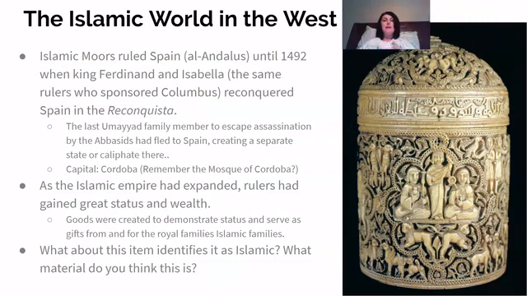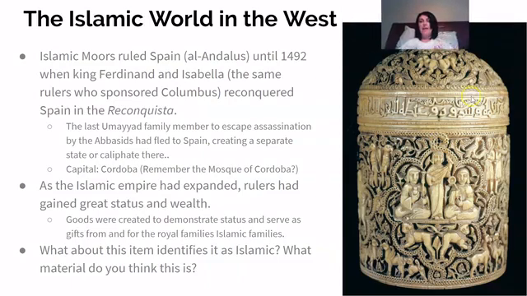This is actually called the Pyxis of Al-Mughira, and a pyxis is kind of like a perfume container, and it was actually a gift to a royal family member of the Islamic Moors. So this is the family that was ruling Spain, basically until the Muslims got kicked out of Spain. When Ferdinand and Isabella, the same ones who will sponsor Columbus in the 1490s, reconquered Spain for the Christian world after they couldn't basically win back the land during the Crusades.